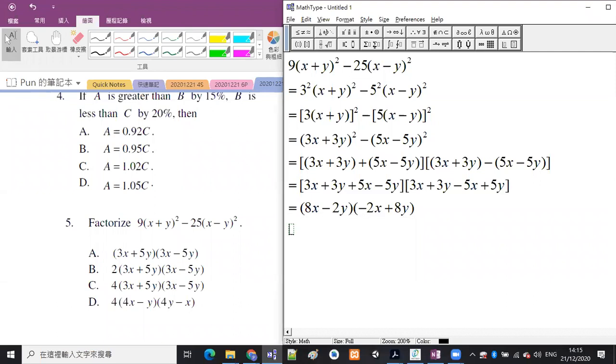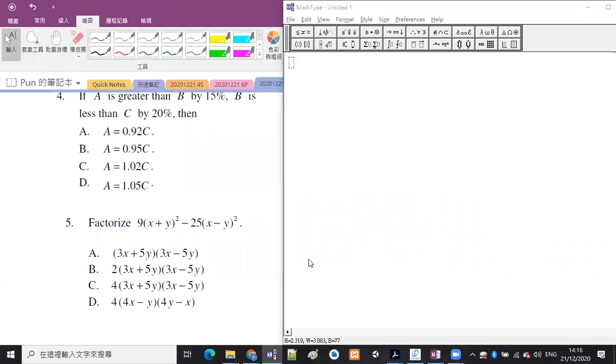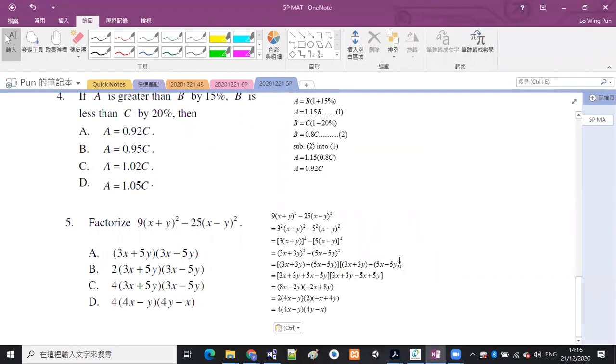Okay, and we also need to take out the common factor 2. Okay, so this is 2 times (4x minus y). And we have another 2 here. Okay, we have negative x plus 4y. But the two factors can be multiplied together. 2 times 2 becomes 4. So we have (4x minus y), and the second one becomes (4y minus x). Okay, so you get the option D here. So this is method 1.